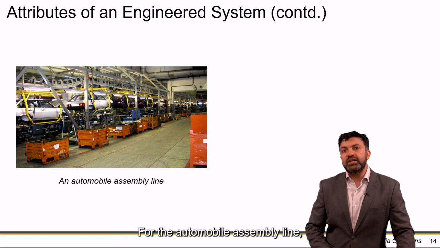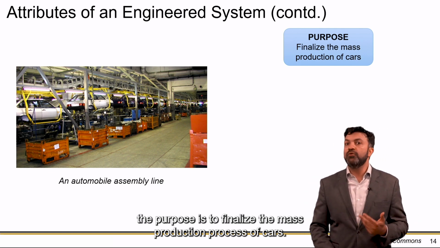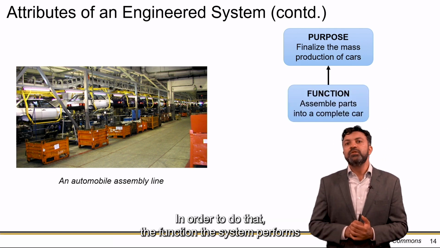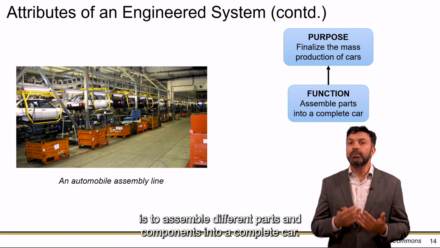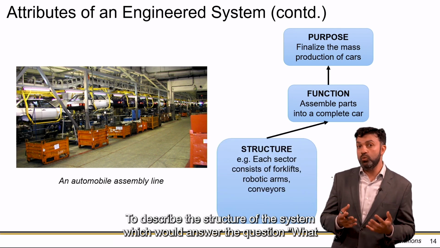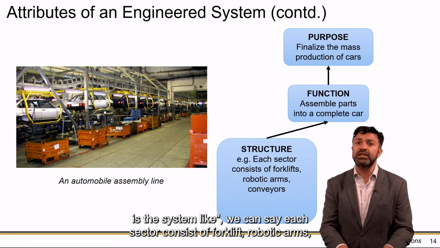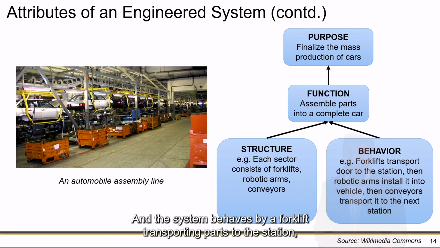For the automobile assembly line, the purpose is to finalize the mass production process of cars. In order to do that, the function the system performs is to assemble different parts and components into a complete car. To describe the structure of this system, which should answer the question, what is the system like, we can say each sector consists of forklifts, robotic arms, and conveyors, and the system behaves by forklifts transporting parts to the station, robotic arms installing them into a vehicle, and the conveyor supporting transport of the assembly into the next station.